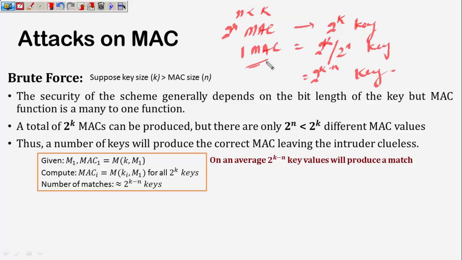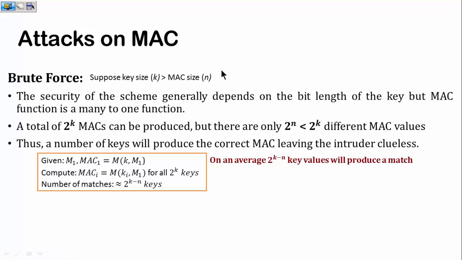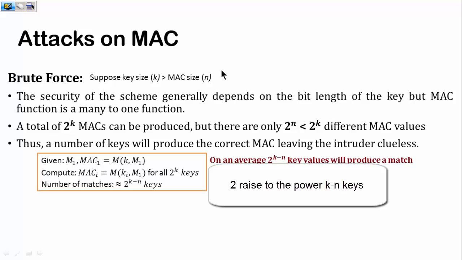So one MAC value is mapped to 2 raised to the power k minus n keys. This is what essentially is shown over here. 2 raised to the power k minus n keys can generate the same MACs. So there is a confusion. The confusion is which is the key that is used by the sources A and B, and your target is to find the exact key which was used for the calculation of the MAC, but you are given with an option of 2 raised to the power k minus n keys.